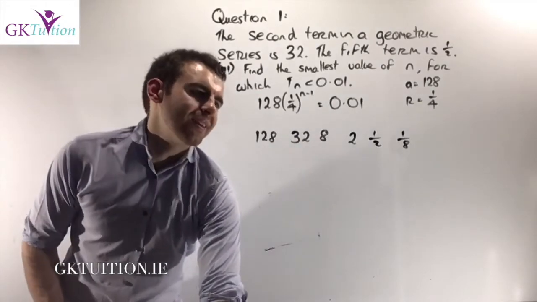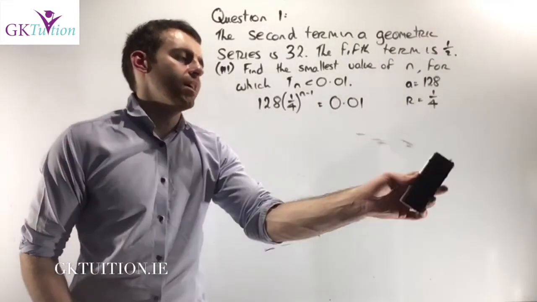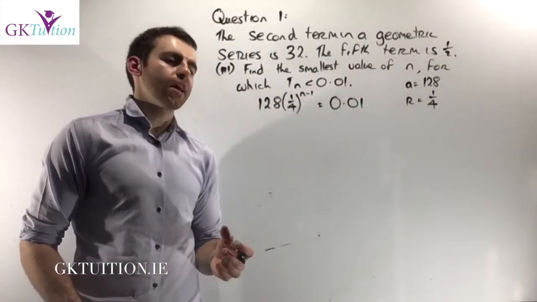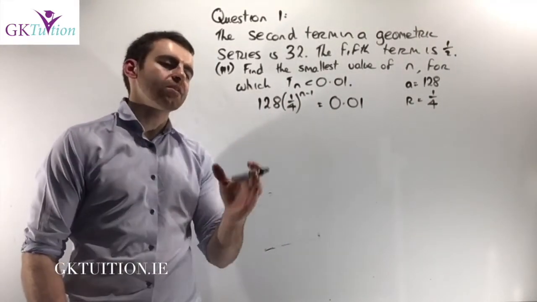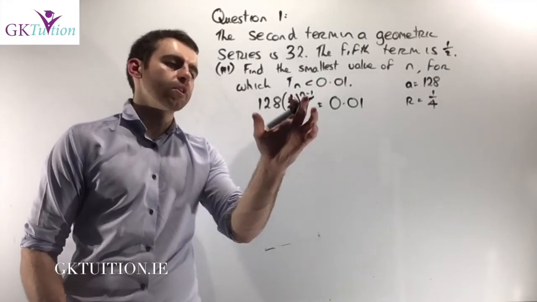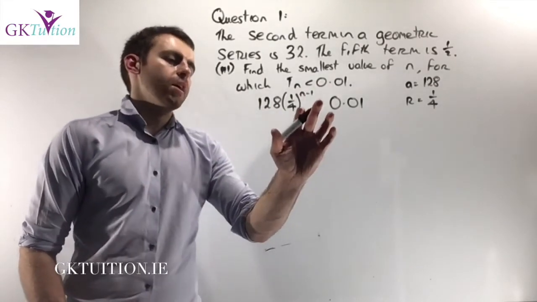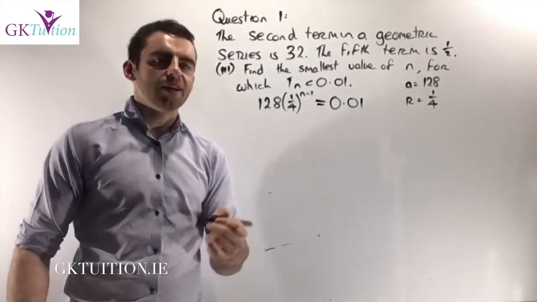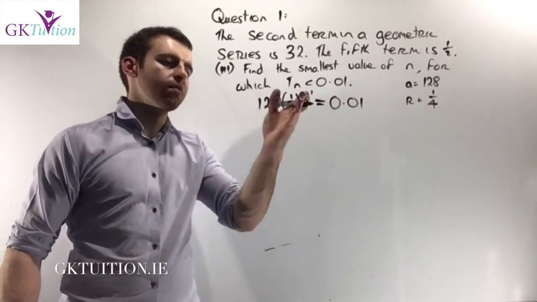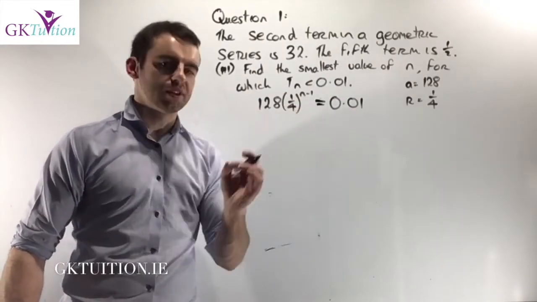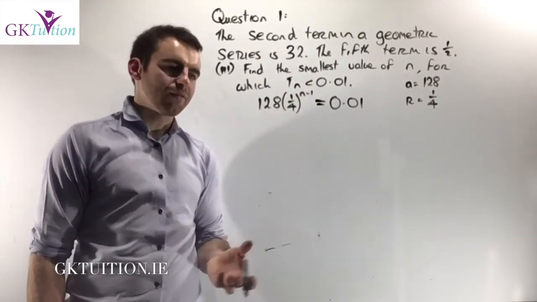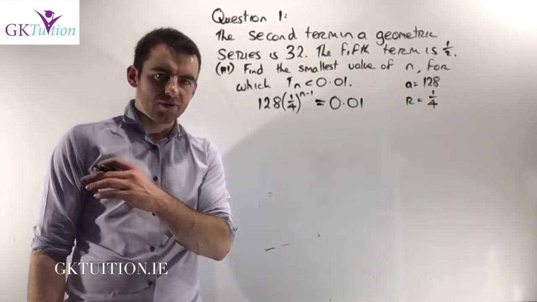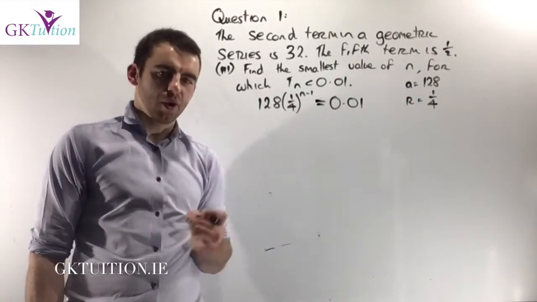So mathematically, in order to calculate that, I want to know when is Tn less than 0.01. We've worked out in part 2 that Tn is 128 by a quarter to the power of n minus 1. Now what I would do is ignore the inequality and I would actually work out what is the value of n for which Tn is equal to 0.01? When I get that value at the end, I can then deduce whether I need to round up or round down based on the wording in the question.